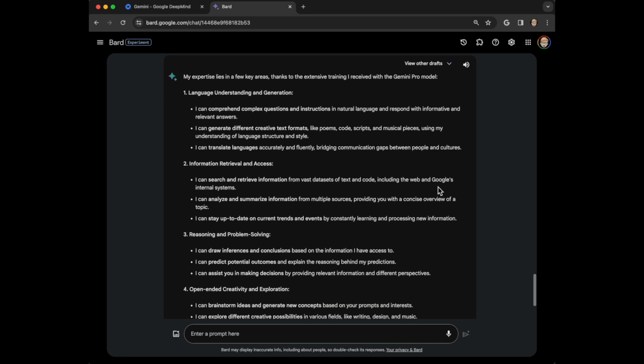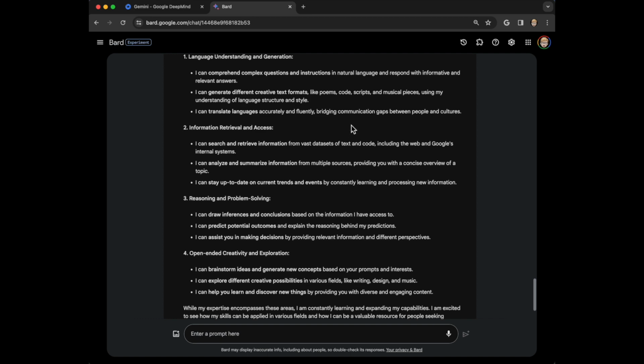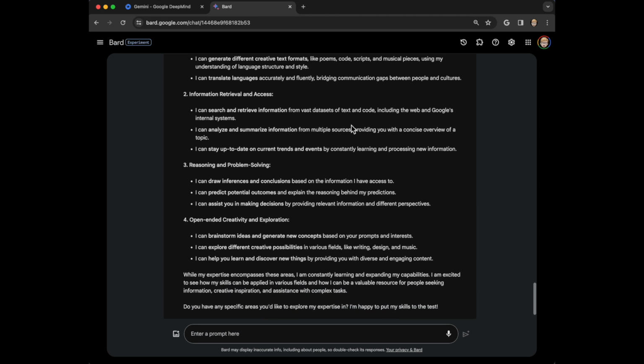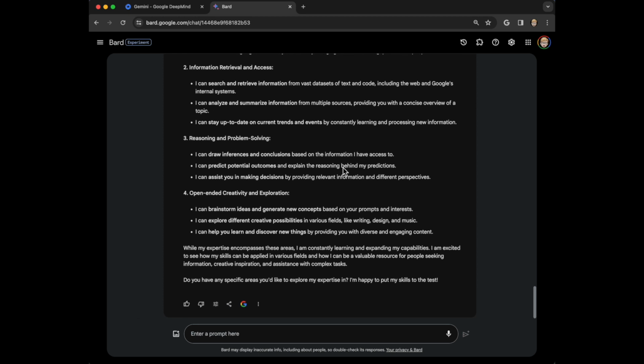I also think its ability to do creative generative activities, poems, code, scripts, musical pieces, that's amazing. So I'm really excited about that. But the information retrieval and access, Google's ability to provide search and analyze information and stuff like that, I mean, that's like their bread and butter. But this whole reasoning and problem solving, that's the piece where sometimes you want to understand, how did the AI come to this conclusion? And I think they've talked about that.